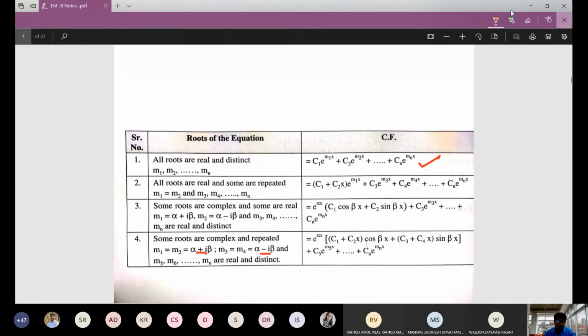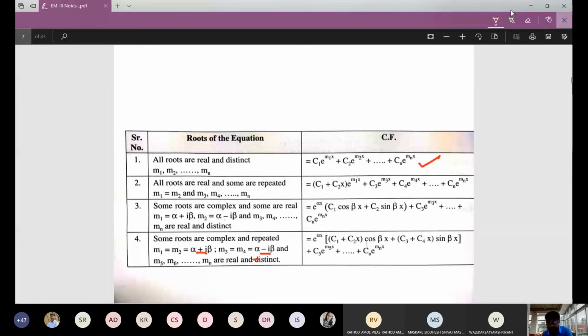The only change is in the coefficient of cos beta x and sin beta x. Look here, e to the power alpha x as it is, c1 plus c2x is the coefficient of cos beta x, c3 plus c4x is the coefficient of sin beta x, because these roots get repeated 2 times. If it is 3 times, then c1 plus c2x plus c3 x square for cos beta x, and c4 plus c5x plus c6 x square for sin beta x. That change you have to make. And corresponding to real and distinct roots, you write the solution according to case number 1. That is the summary of the complementary function.